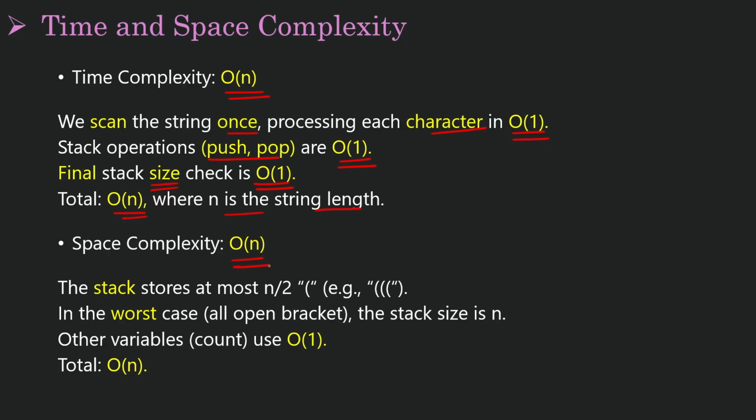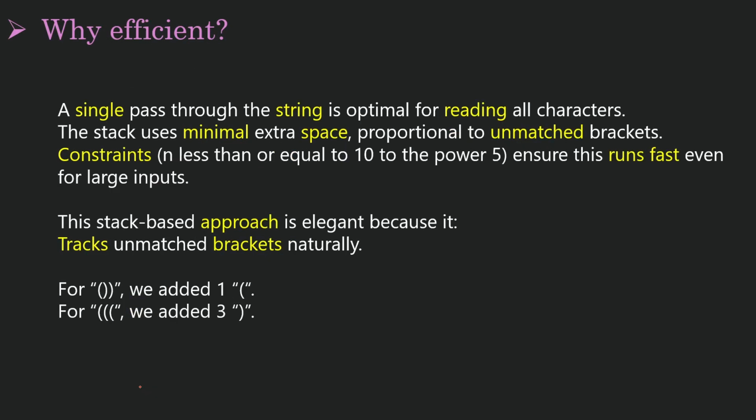Space complexity, O of n. The stack stores at most n divided by 2 open brackets, for example, for the given string. In the worst case, all open brackets, the stack size is n. Other variables, like count, use O of 1. Total, O of n. Why efficient?